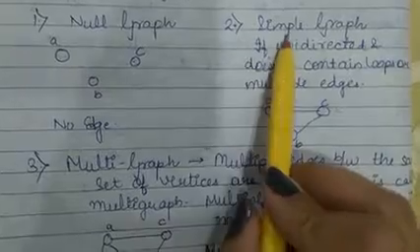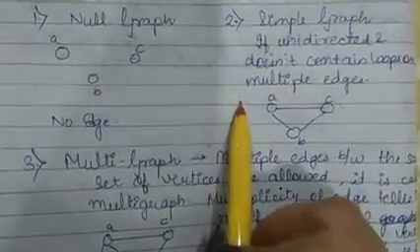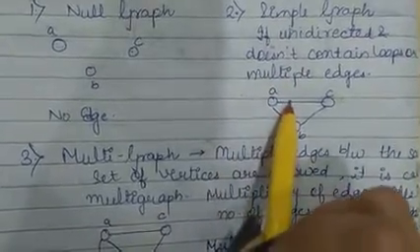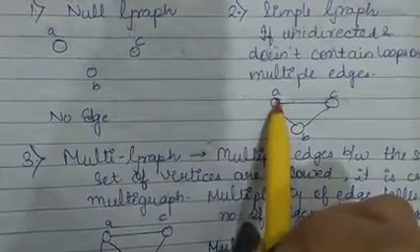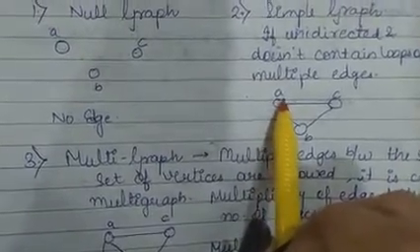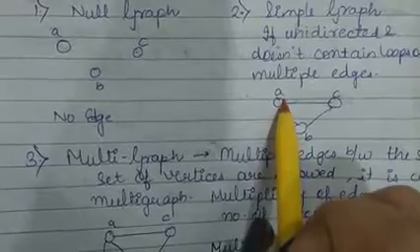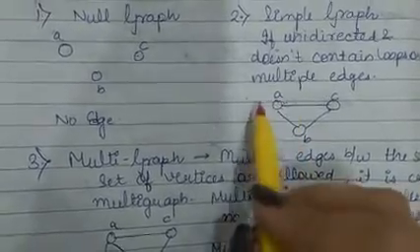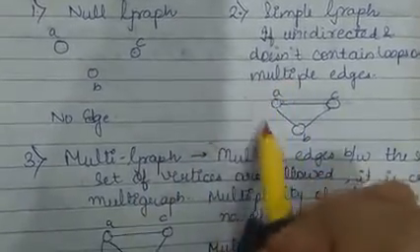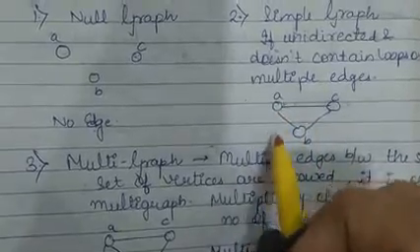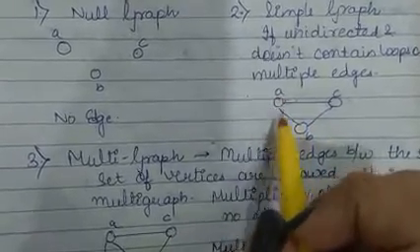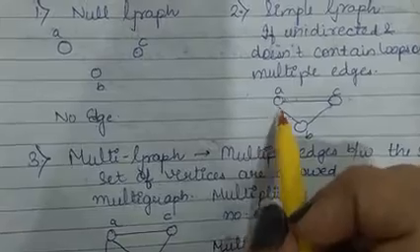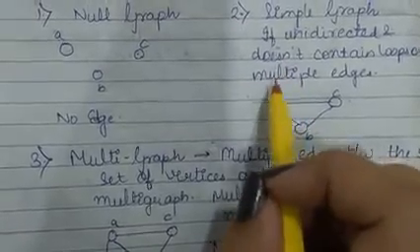Whereas in the simple graph we have undirected edges. That means there is no proper direction in how these vertices are joined or how these two vertices are related. So this undirected representation of a graph, where there are no multiple edges or loops, is known as the simple graph.